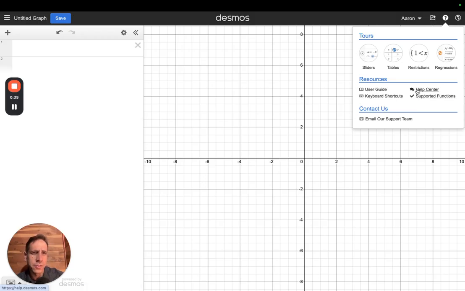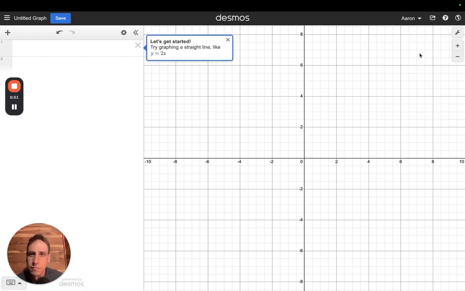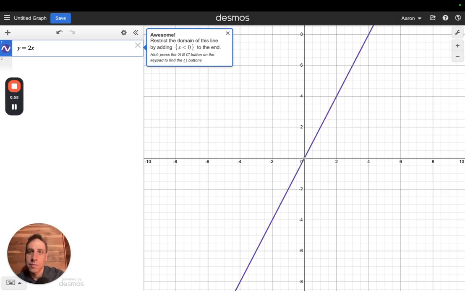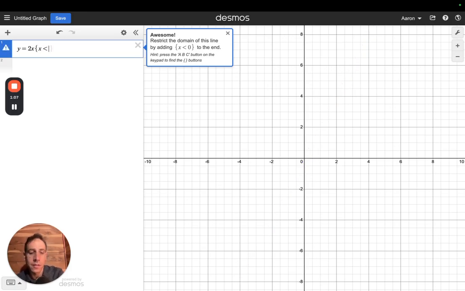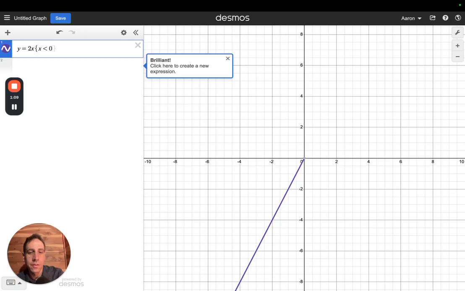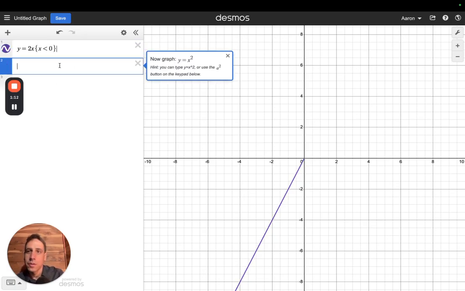There's a help center, which is good, keyboard shortcuts, which is kind of fun. But I really like the way these tours are designed from an educational standpoint. So let's do restrictions today. It basically just points and tells you to do stuff, and it waits for you to do it. So like this, and then boom, it says awesome, restrict the domain of this line by adding x is less than 0. X is less than 0. Okay. And then, brilliant, create a new expression.